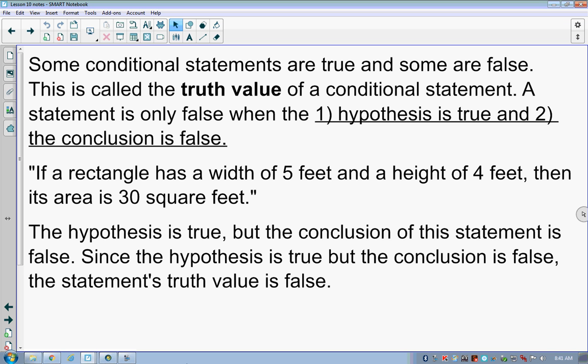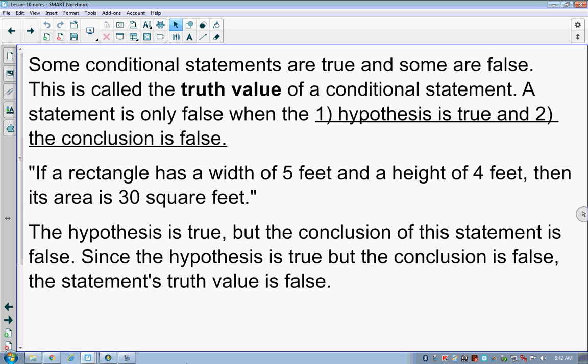Some conditional statements are true and some are false, and this is called the truth value of a conditional statement. A statement is false only when the hypothesis is true and the conclusion is false. If an animal has 8 legs is not untrue, because some things do have 8 legs. But when I said then it is a horse, my conclusion was false. So it has a false truth value. That's just our way of saying it's false. The hypothesis has to be something that could actually happen. An animal could have 8 legs, it just can't be a horse.